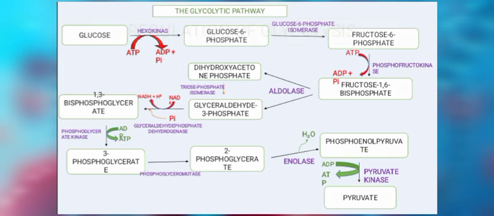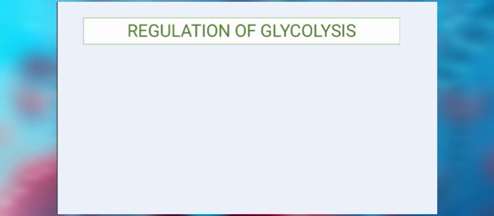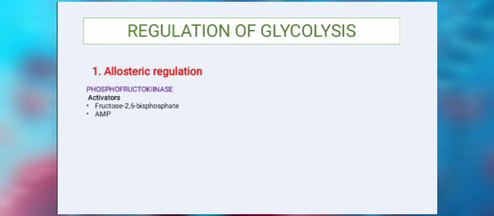Now let's look at regulation of the glycolytic pathway. How the glycolytic pathway is regulated. So we have allosteric regulation. Allosteric regulation has to do with some enzymes having a site called the allosteric site. So when some activators or inhibitors bind to these allosteric sites, they bring about regulation of the activity of the enzyme. So we have allosteric activators. The allosteric activators here are fructose 2,6-bisphosphate and AMP.